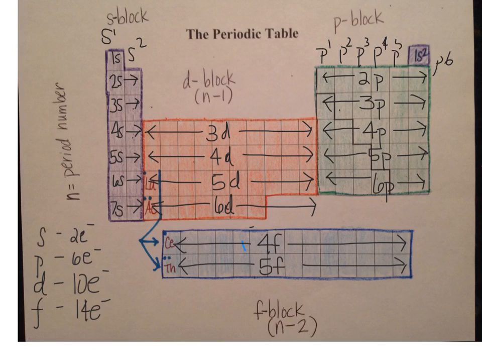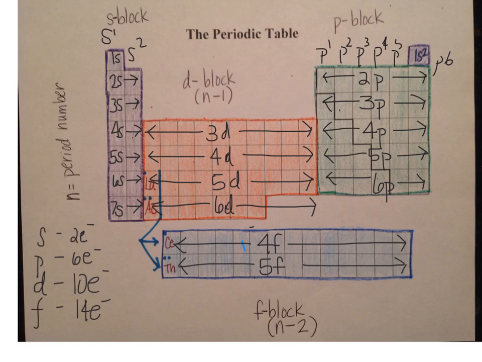Now you notice that this helium up here is different. It is colored purple like the S block, and that is because it is an exception. Helium is 1S2 is what it's going to end in. But it's stuck over here in the noble gases because it behaves like a noble gas in that it has a full outer shell. And so it does not react like the other noble gases.